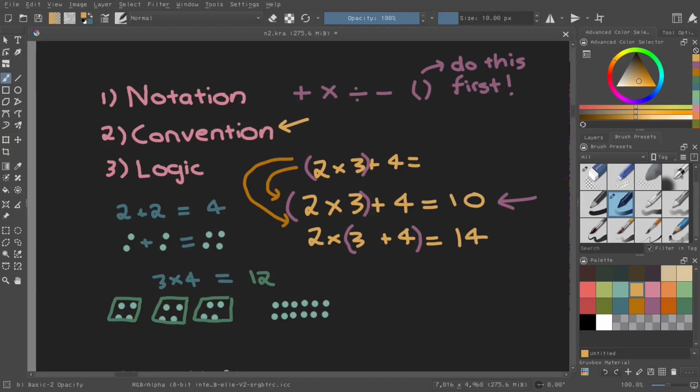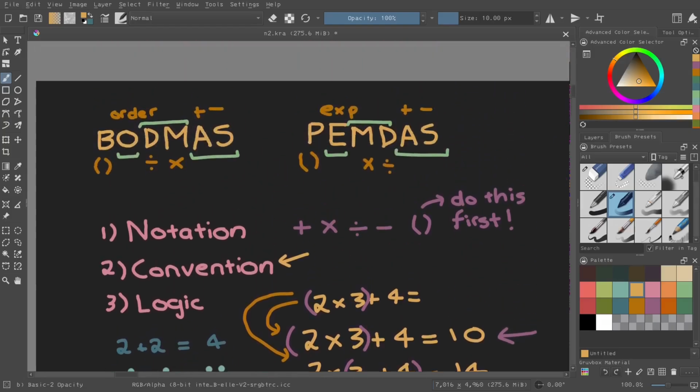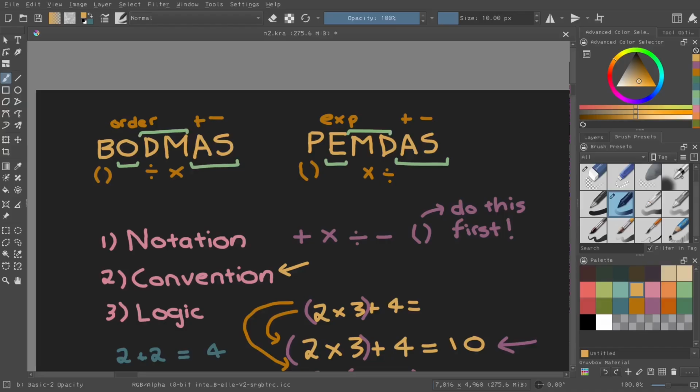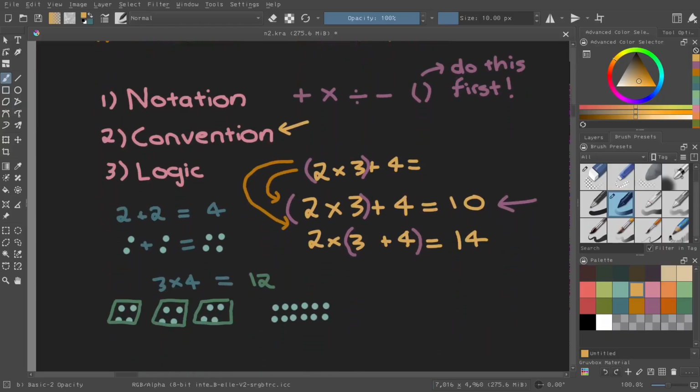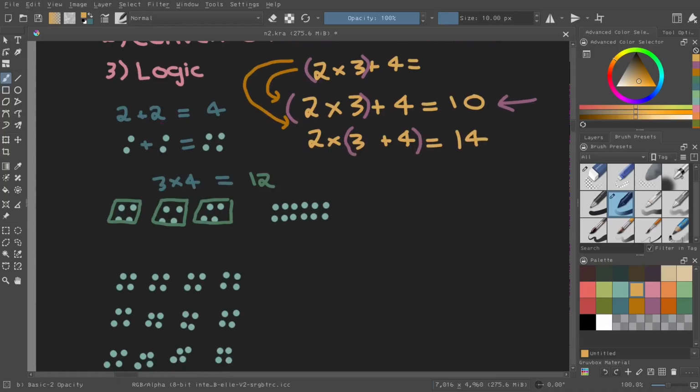Now, for the last part, we have exponents, and you'd have to do that first, again by convention, over multiplication and division and addition and subtraction, because it represents a different unit again. So with addition and subtraction, we said that we're operating on individual units. For multiplication and division, we're operating on groups of units.